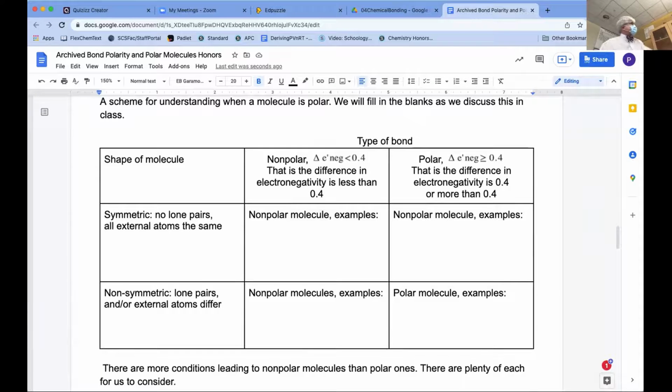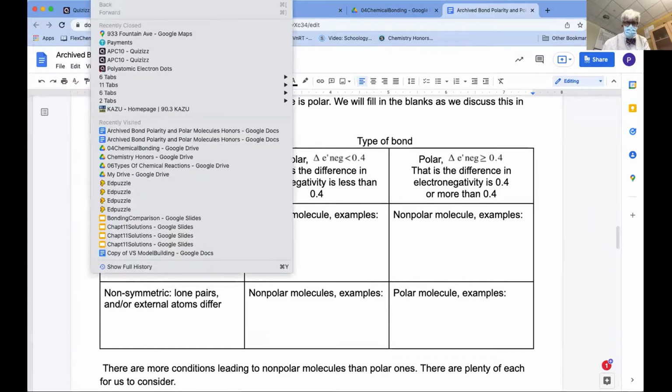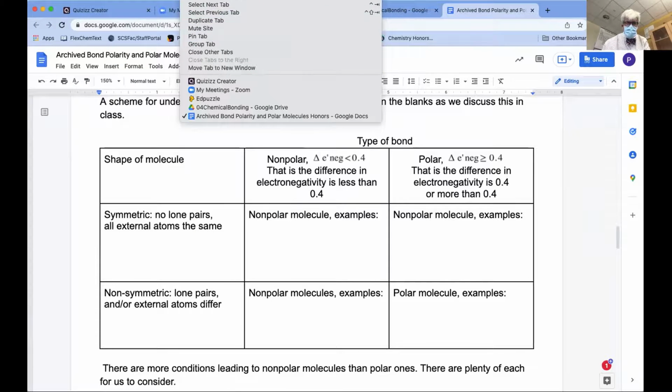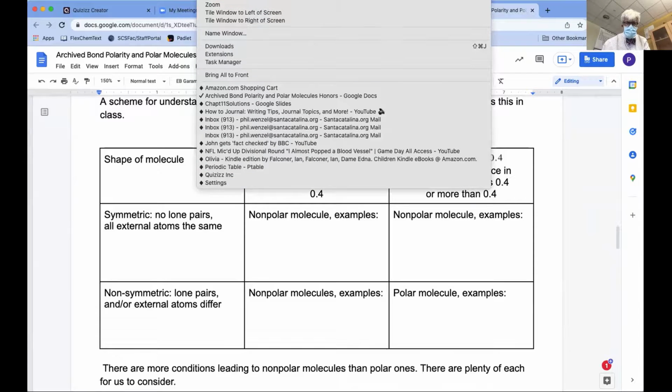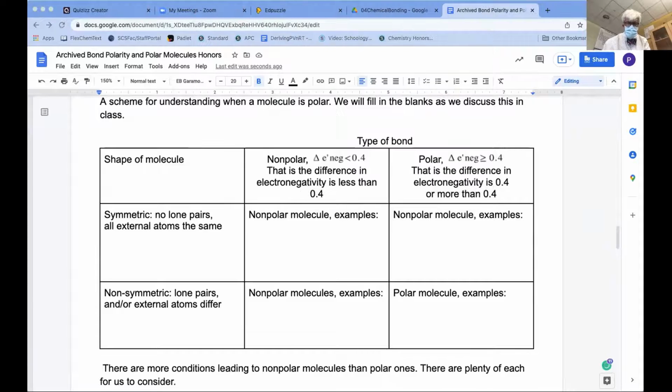Okay, so take a look at what I have on screen. I'm going to unsubmit your work so you can see this as well. If it's greater than 0.5 and it's unsymmetric, then it's polar. But if it's greater than 0.5 and symmetric, it's not.